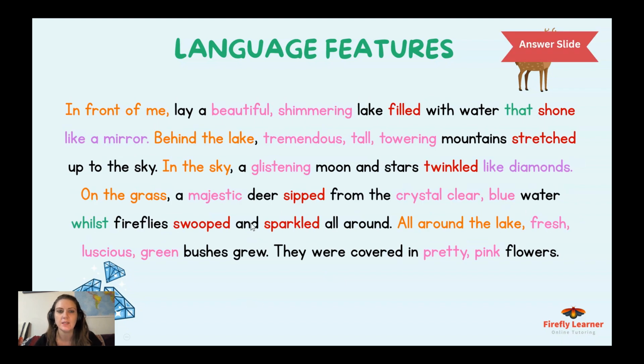So here you go. Here in the different colours, we've got the different adjectives, fronted adverbials, conjunctions, powerful verbs. In pink, we've got adjectives. In red, we've got powerful verbs. In orange, we've got fronted adverbials. In purple, we've got the adverbial phrases. These typically in this one using similes. And in green, we've got the conjunctions.